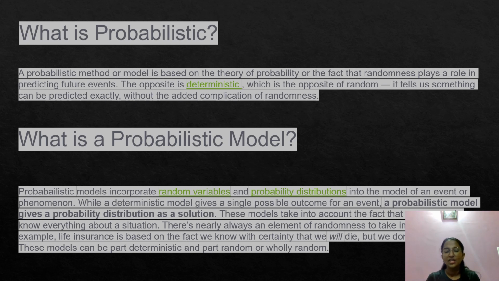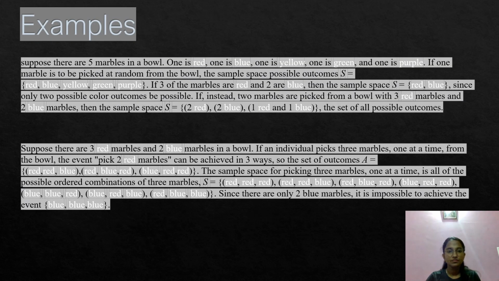For example, life insurance is based on the fact that we know we will certainly die one day, but we don't know when we are going to die. So these models can be part deterministic and part random, or wholly random. So let's move on.